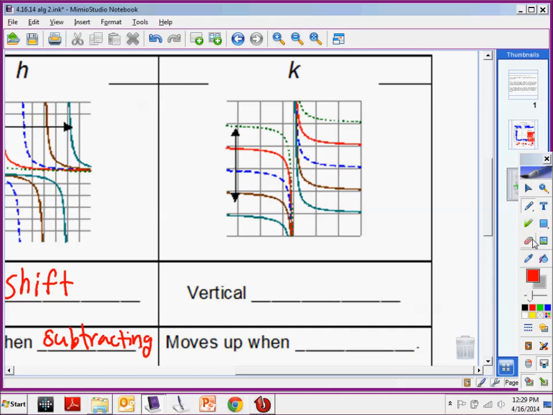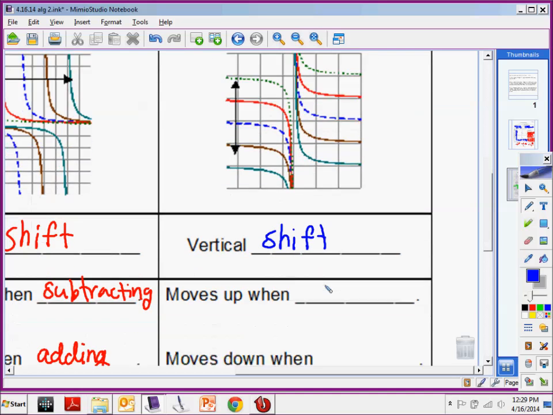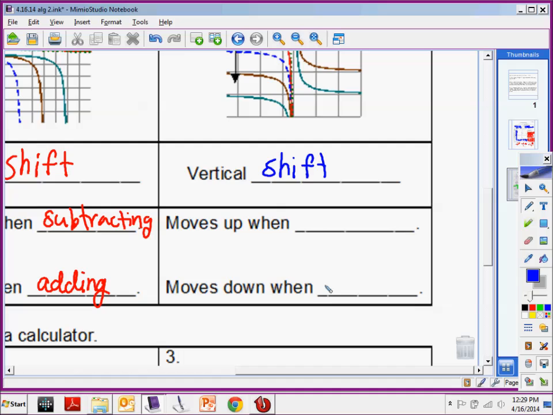Alright, what is K causing me to do? K makes me shift up and down. If I want to move up, I add. It moves up when adding and moves down when subtracting.